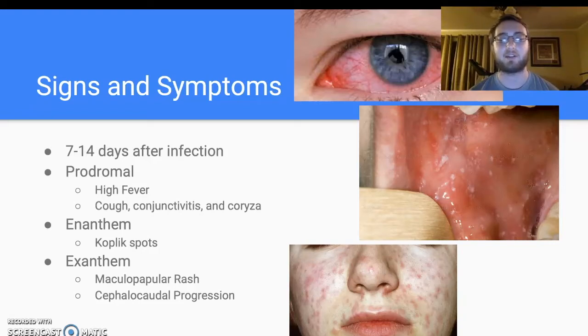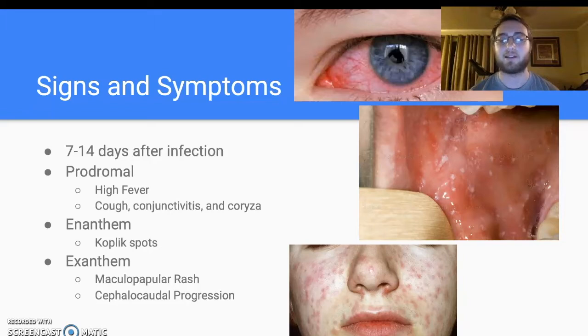Conjunctivitis is inflammation of the white part of the eye, which causes it to turn red and look like the top picture here. And coryza is inflammation of the mucous membrane in the nose, which causes a stuffy nose. It then moves on to the enanthem stage, in which the hallmark Koplik spots develop. These are white spots on the inside of the cheek, as seen in the middle picture here.